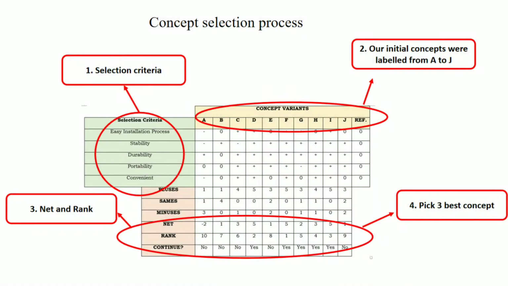Next, our initial concepts will be labeled from A to J to be evaluated against the existing reference concept in the market. The concepts will be evaluated by every team member individually based on the given metric and the selection criteria. We collected the evaluations to analyze which concept was ranked highest by all members with the highest net score. After a thorough analysis, our team successfully picked 3 best concepts that complied with the required criteria.